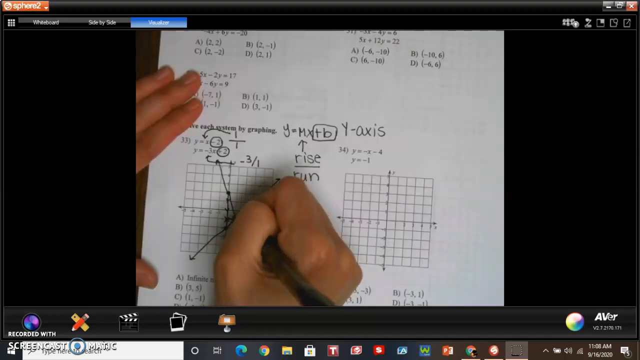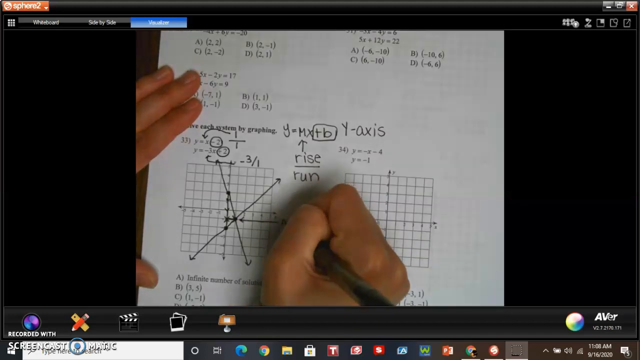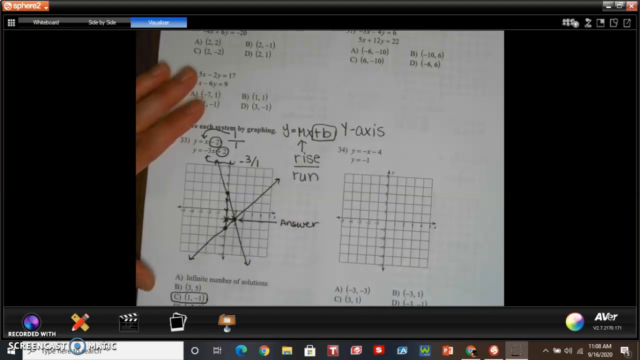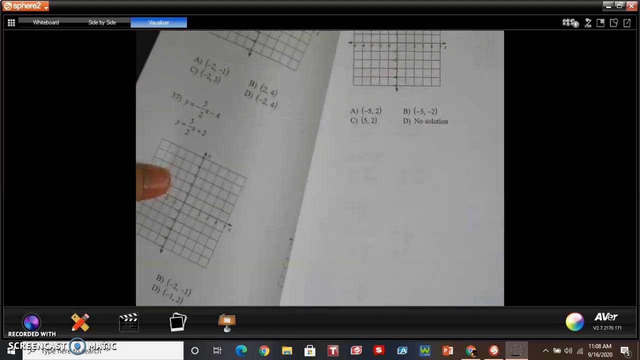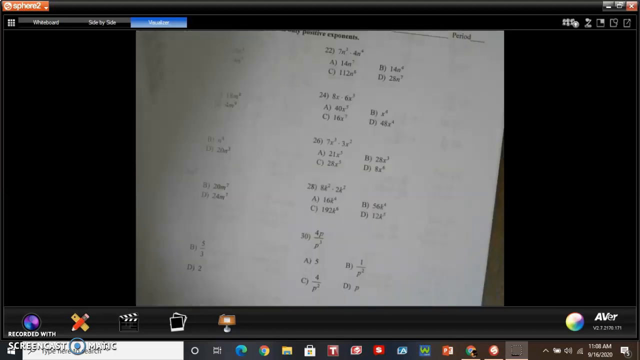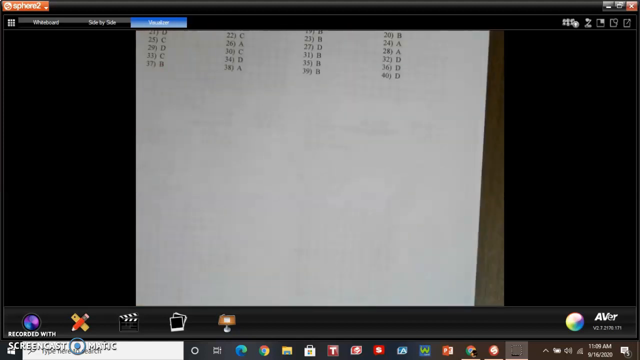Wherever they intersect, this is your answer. So our answer here is at +1, -1. All right, so if you notice, right here in the middle, about page 6, there are answers for that first set of problems. Now the next thing we talked about was our exponent rules.